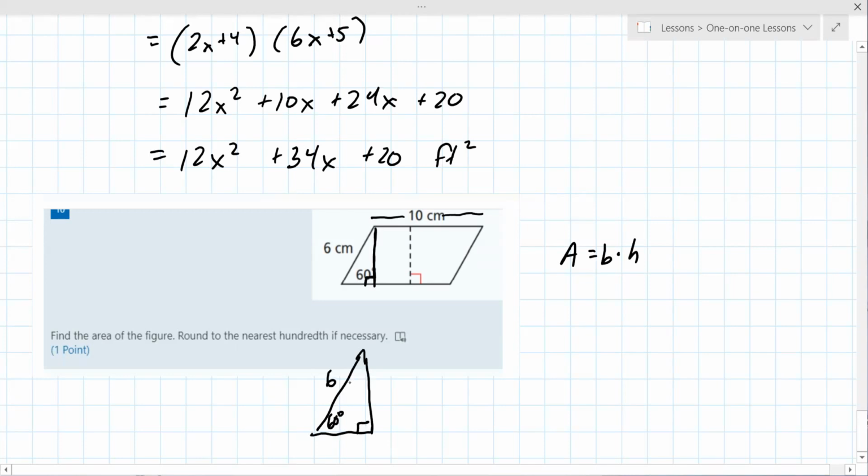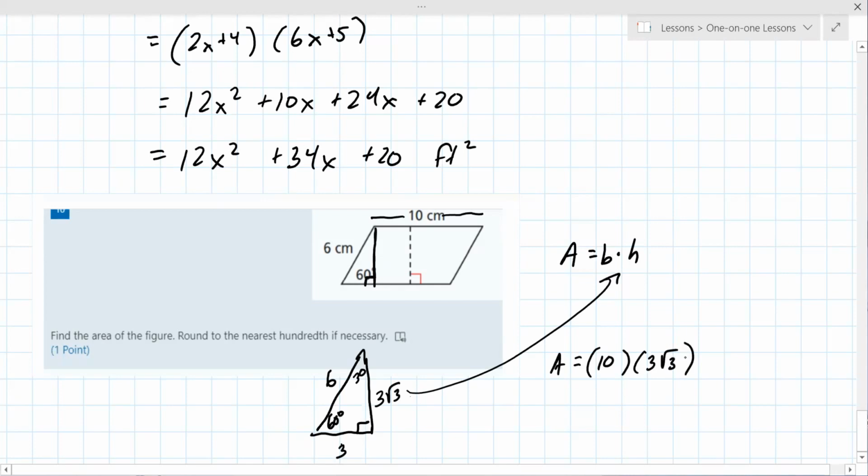So the short leg, believe it or not, is, well, the short leg is here. So that's 3, okay? It's half of the hypotenuse. And then the long leg is the short leg times the square root of 3. So you take the short leg and multiply by the square root of 3. Okay, so that is the height. So the area is 10 times 3 square root 3.